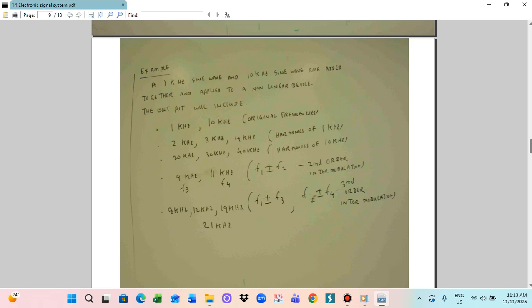They are the original frequencies. In this case, harmonics can also happen. So 1 kilohertz, 2 kilohertz, 3 kilohertz, 4 kilohertz, those are the harmonics of the 1 kilohertz.